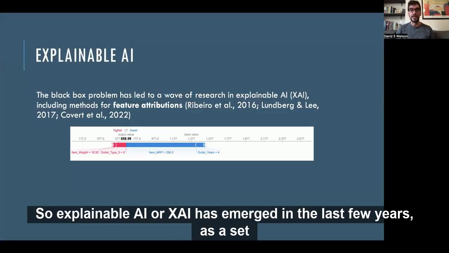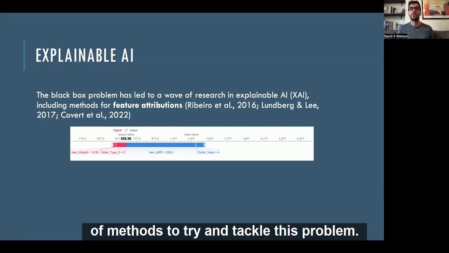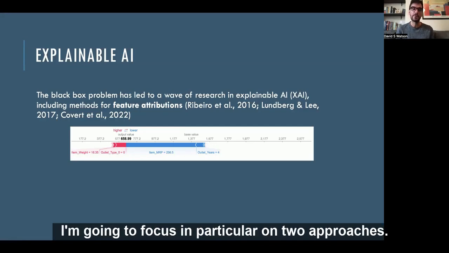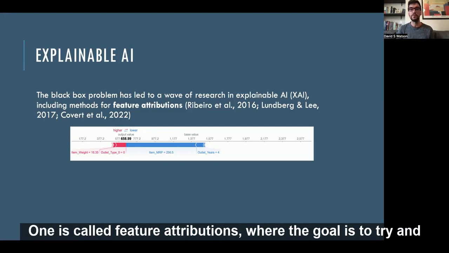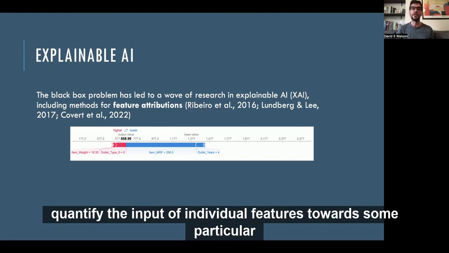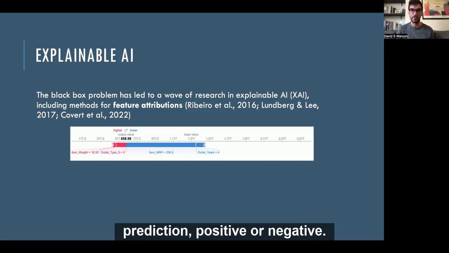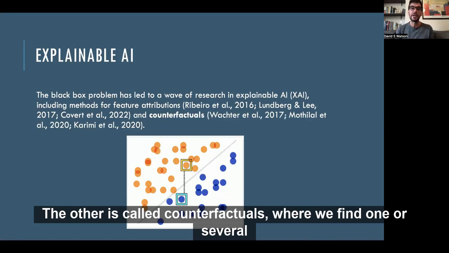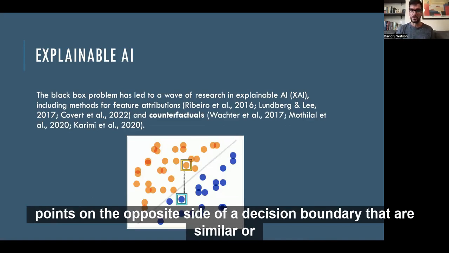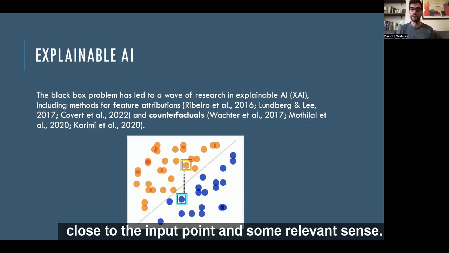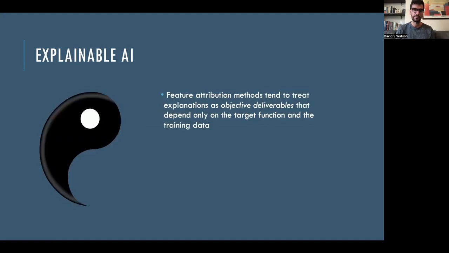So explainable AI, or XAI, has emerged in the last few years as a set of methods to try and tackle this problem. I'm going to focus in particular on two approaches. One is called feature attributions, where the goal is to try and quantify the input of individual features towards some particular prediction, positive or negative. The other is called counterfactuals, where we find one or several points on the opposite side of a decision boundary that are similar or close to the input point in some relevant sense.